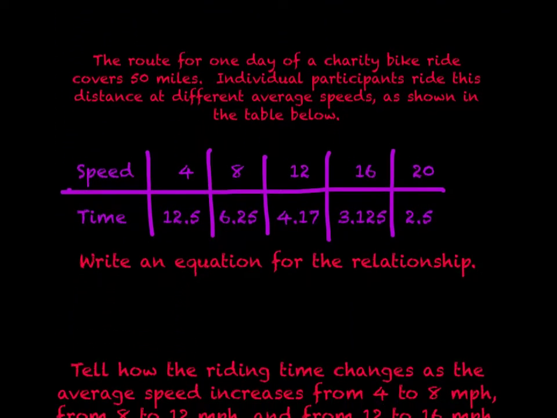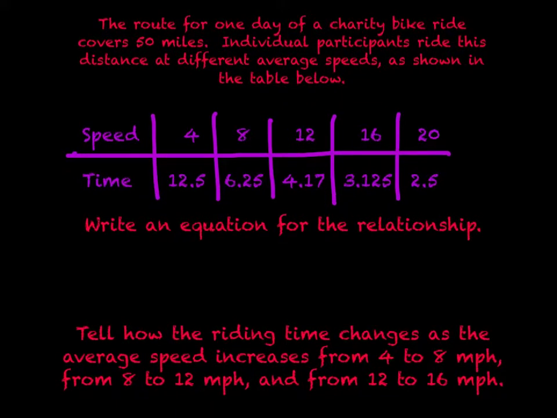So here we go. We have a little problem here. The route for a one-day charity bike ride covers 50 miles. Individual participants ride this distance at different average speeds, as shown in the table below. And so we have this table where the speed is slowly increasing by 4 miles per hour, and the time is decreasing. So if we look at it for 4 miles per hour, the time that would take somebody would be 12 and a half hours. If they rode, though, at 20 miles per hour, it'd only take them 2.5 hours.